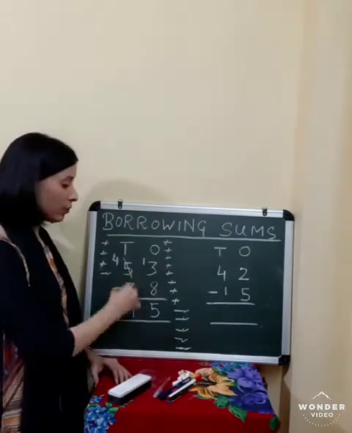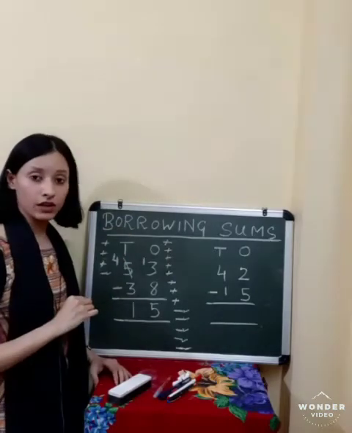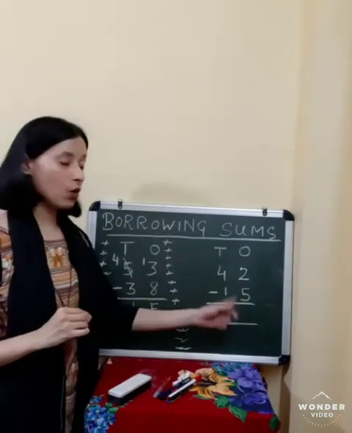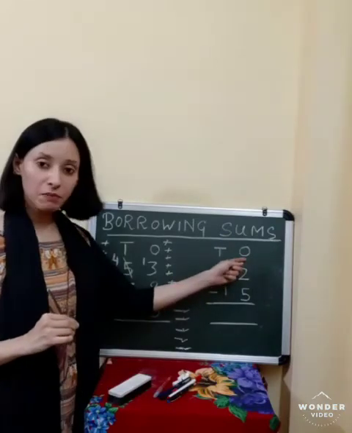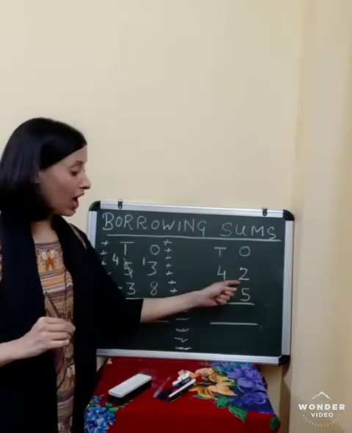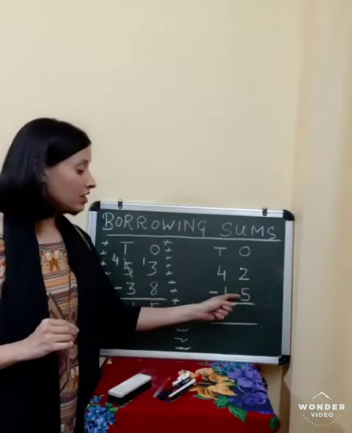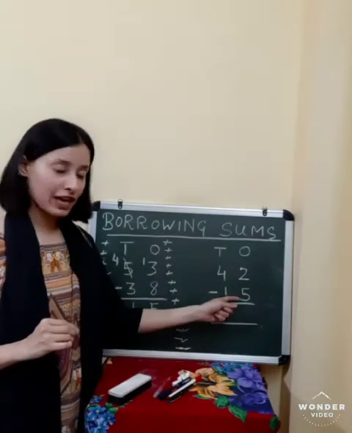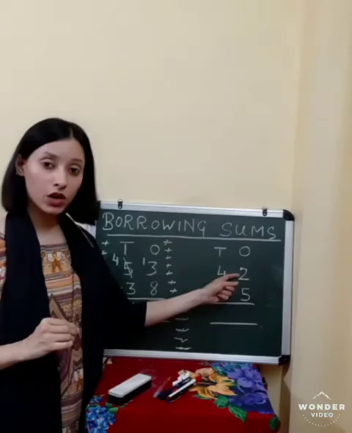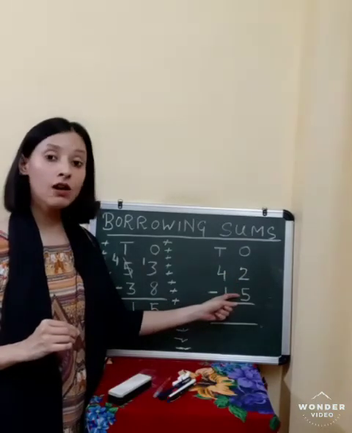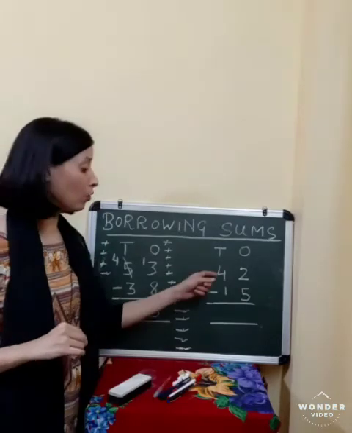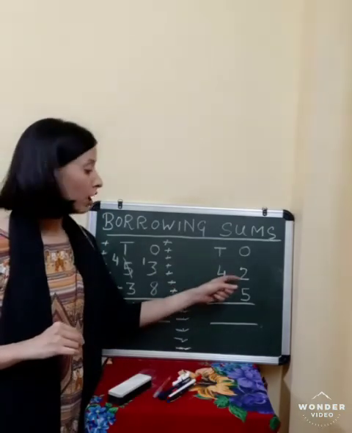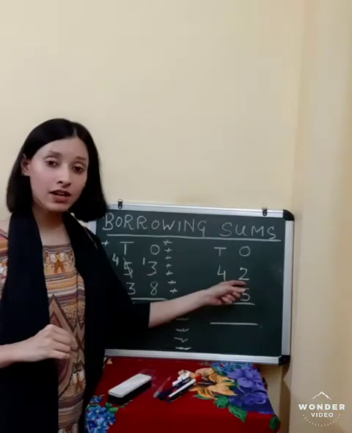In this way you have to do borrowing. Now have a look over here, children. Again you will start from one's place. On top you have 2 and below you have 5. Now 2 is a smaller number and 5 is a bigger number. In this case, what you have to do? You have to borrow from 4. You have to make this a bigger number.